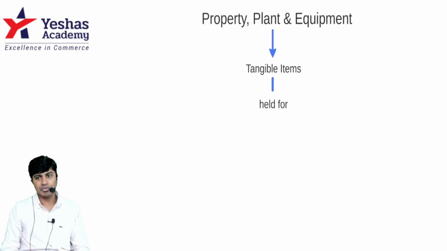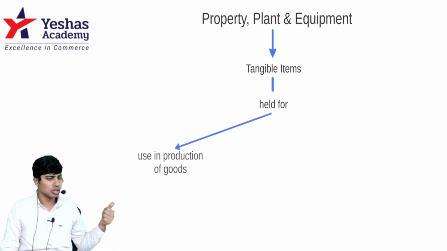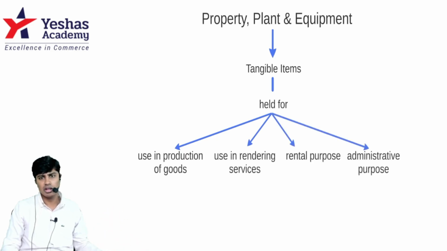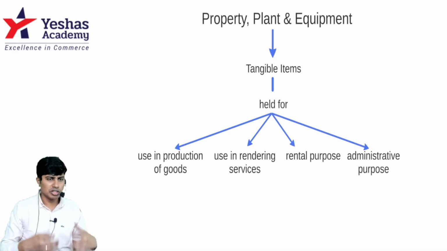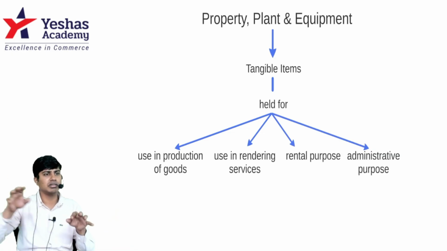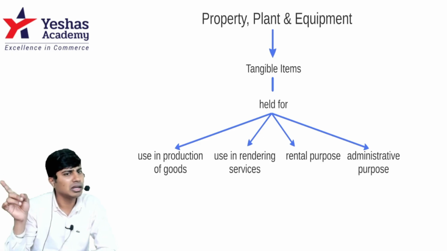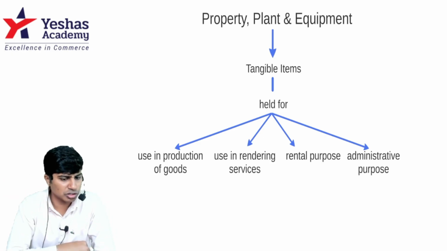So it's a tangible item. It should be held for one of the four purposes. Number one, to produce goods. Number two, to give services. Number three, to use in administration or to give it on rental. Now, I bought one laptop. It is used by connecting it to the machine. I connect this laptop to the machine, and using this laptop, I run the machine. So that is used in production of goods.